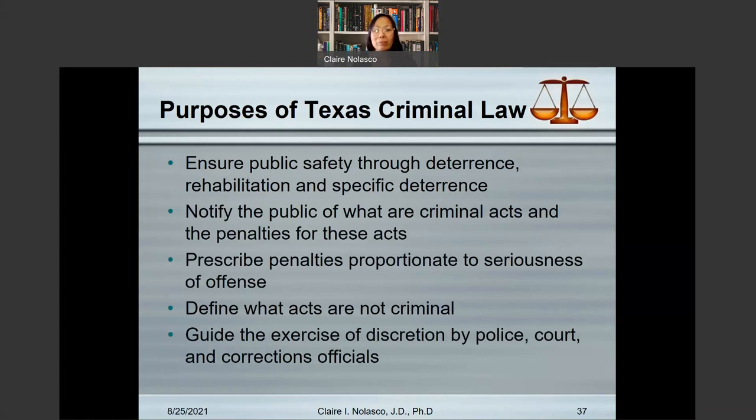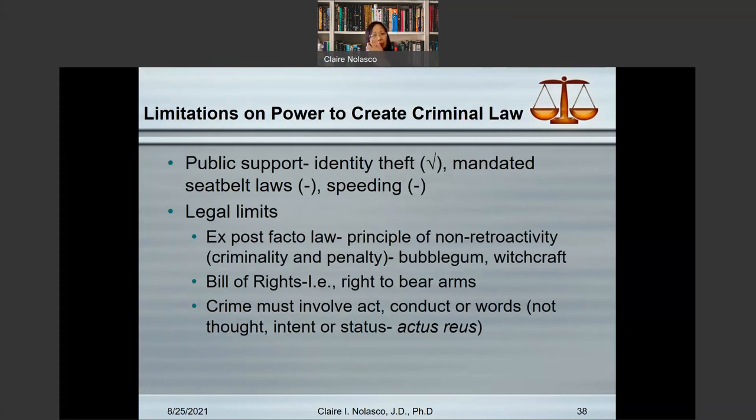The second purpose would be to notify the public of what are criminal acts and the penalties for these acts. Third, to prescribe penalties proportionate to the seriousness of the offense. So you have here the principle of proportionality. You cannot impose serious penalties on non-serious crimes. The fourth purpose would be to define what acts are not criminal. And fifth, to guide the exercise of discretion by police, courts, and corrections officials.